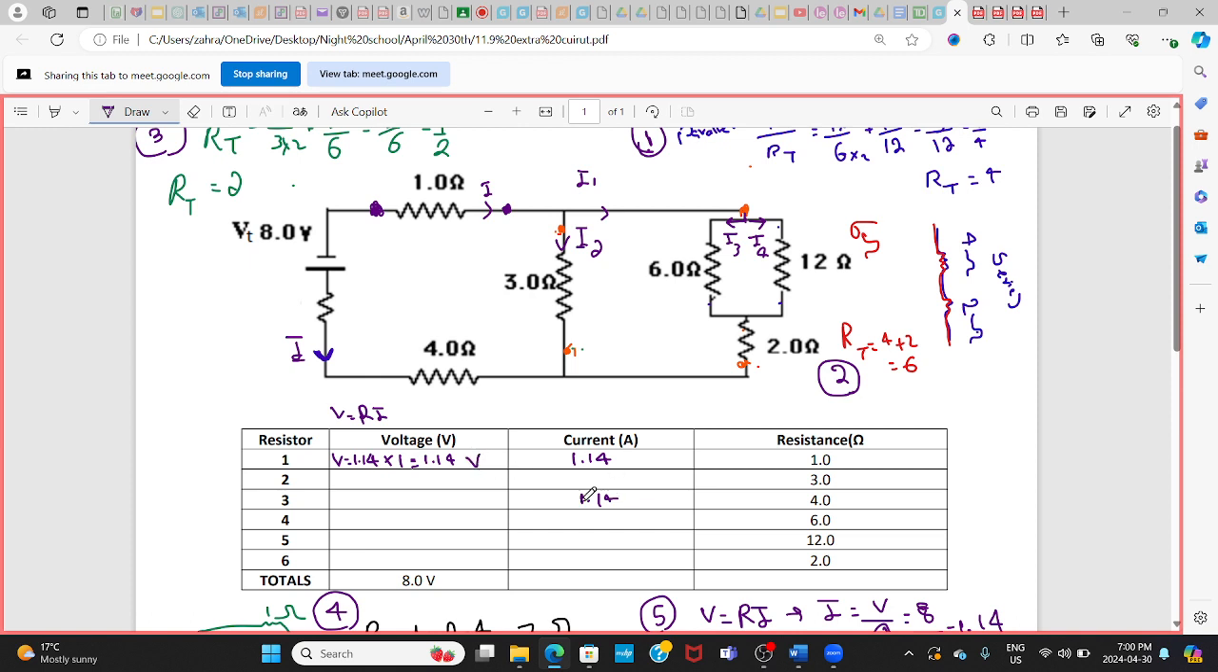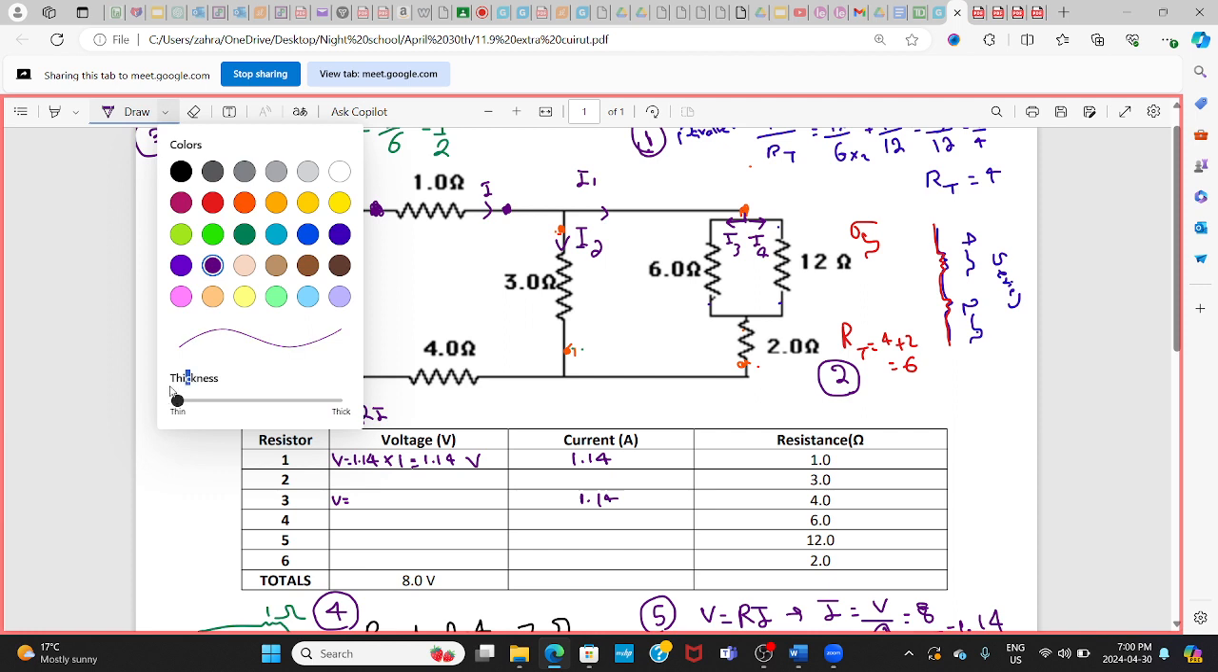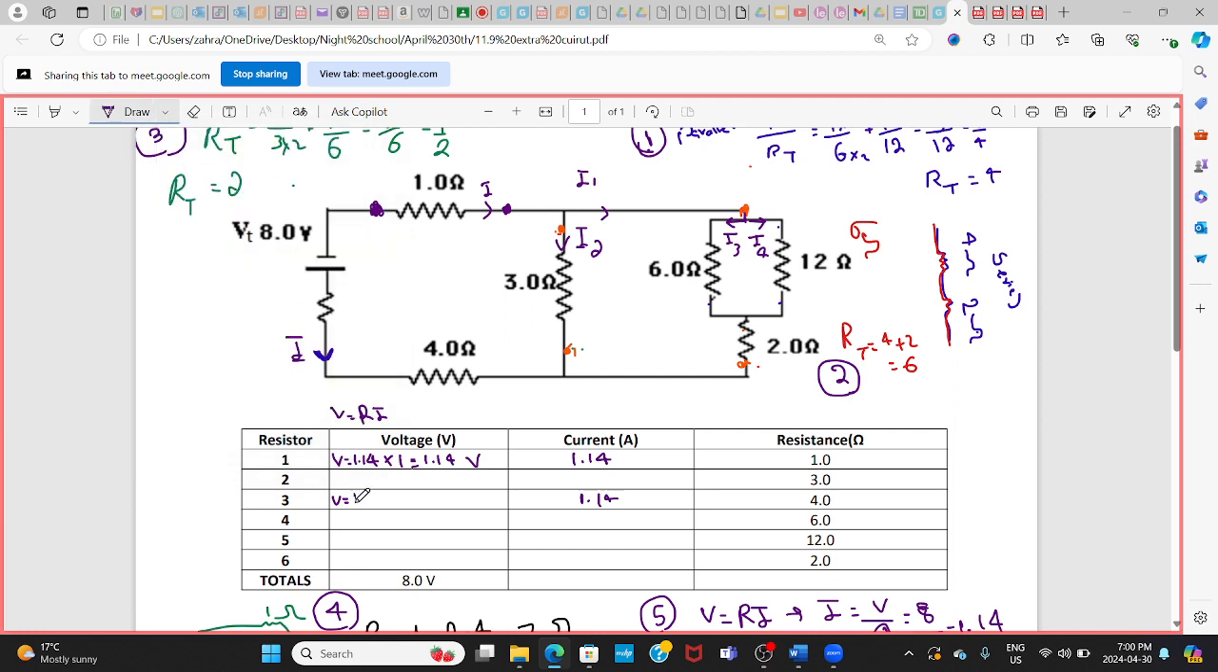The same thing I can do for this. The voltage is 1.14 multiplied by 4, 4.57. Okay? So I get the voltage across 1 ohm. I get the voltage across 4 ohm.